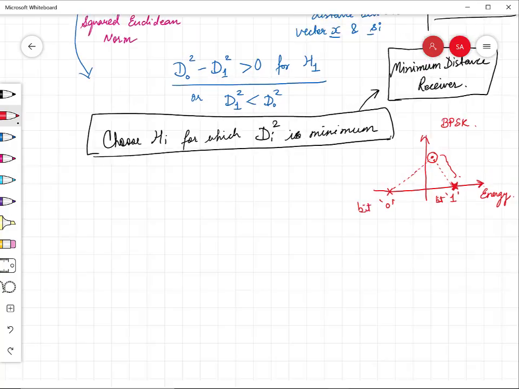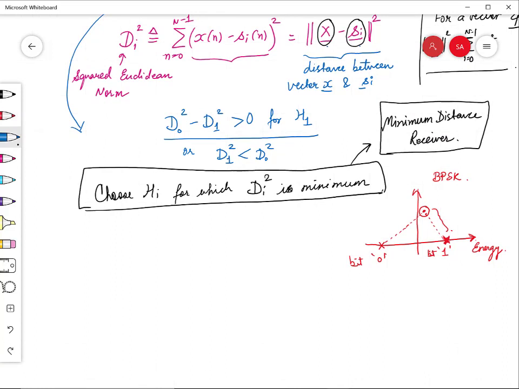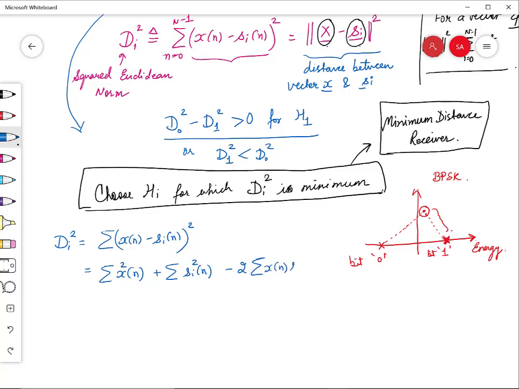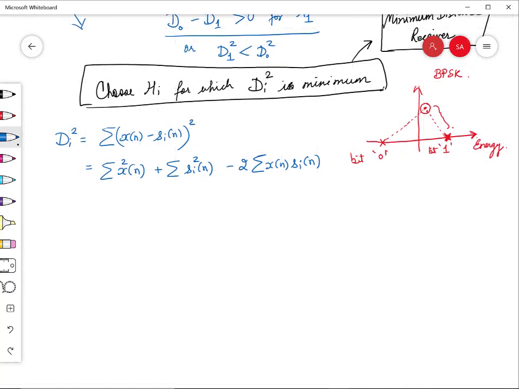Now let me further expand this distance metric. This d_i squared is the summation of (x[n] minus s_i[n]) whole squared. Let me open the brackets here. So this becomes the summation of x[n] squared plus the summation of s_i[n] squared minus 2 times the summation of x[n] s_i[n]. Now when we are looking at a minimum distance here, the first term does not play any part in the optimization, so we can just forget about it.